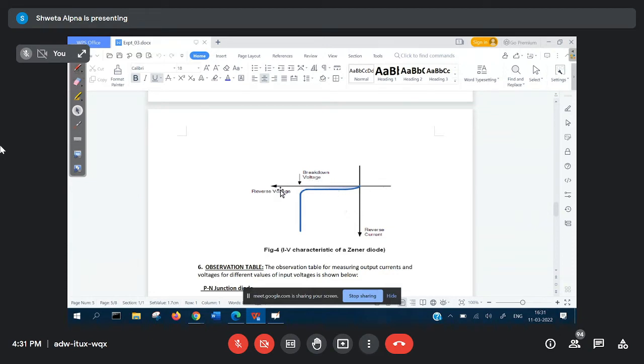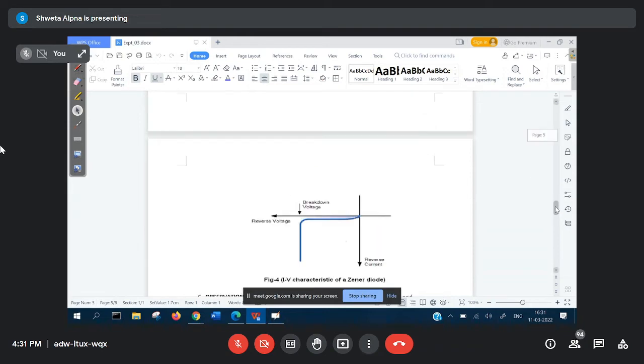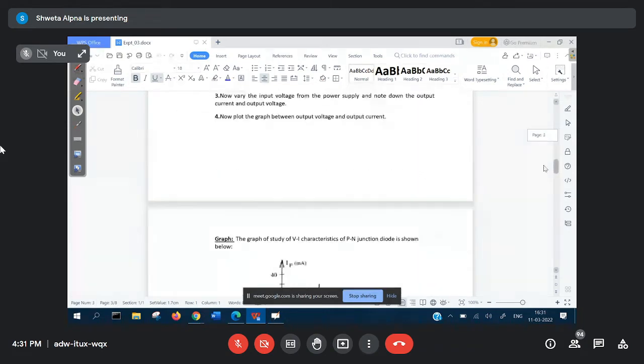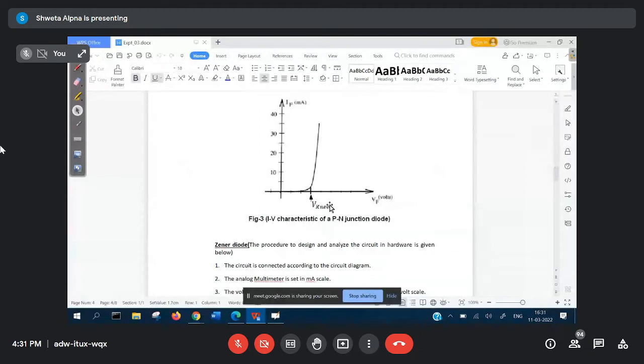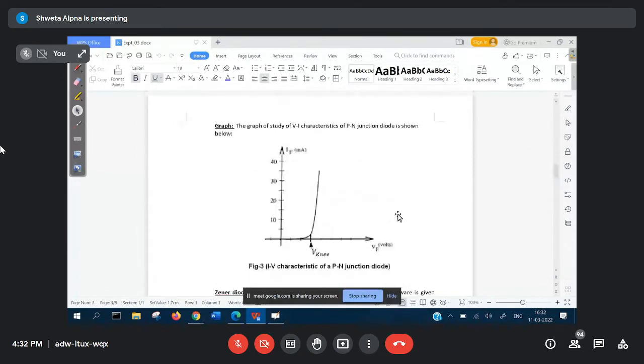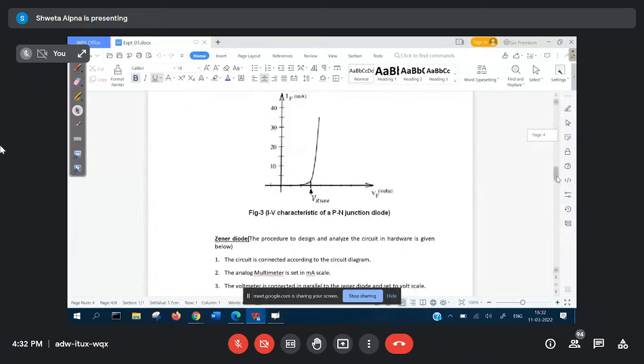So the reverse voltage, and this is called reverse current. In the previous graph, in the PN junction diode, the x-axis is VF. F means forward voltage, IF means forward current. So forward voltage and forward current in the case of a PN junction diode. The symbols are VF and IF because we have connected the diode in forward bias, so we are writing VF and IF on the x and y axes.